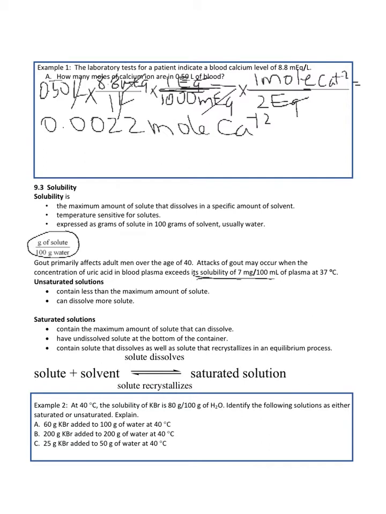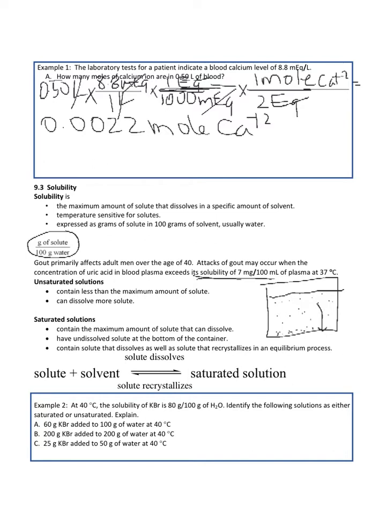And it also contains solute that dissolves, as well as solute that is recrystallizing in an equilibrium process, which means if you have a beaker with your liquid in it, and you have some solute dissolved in your solvent, and some of it sitting as a powder on the bottom of the beaker, what happens is some of the solute that is dissolved has a tendency to fall out of the solution and down to the bottom of the container.